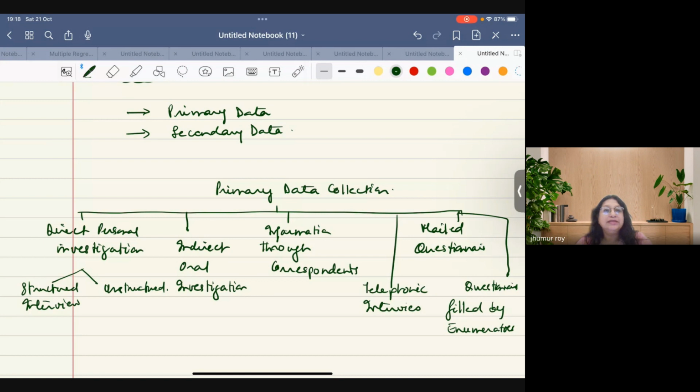The second is indirect oral investigation, where we say that we cannot meet the person directly. So we take it through indirect sources. Suppose there's been an accident on the road. Now the person is critical and in hospital.